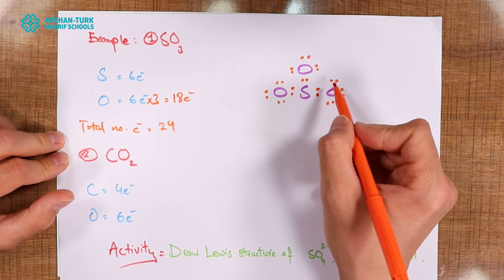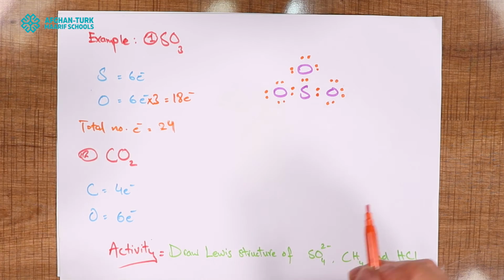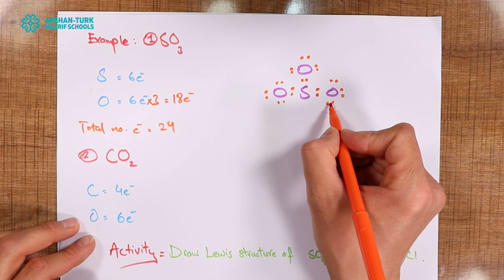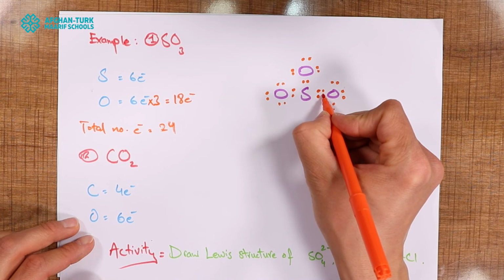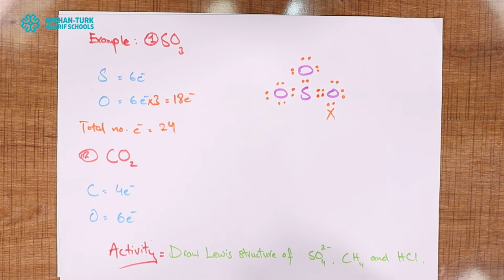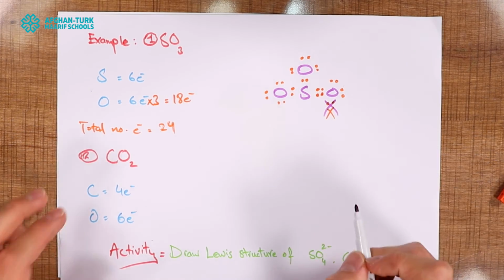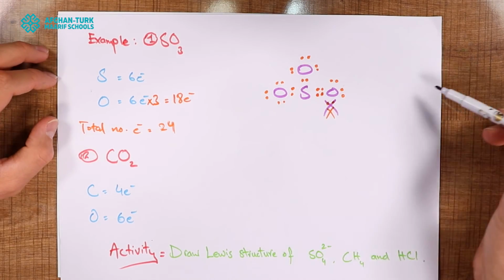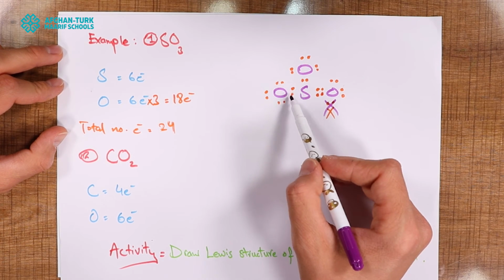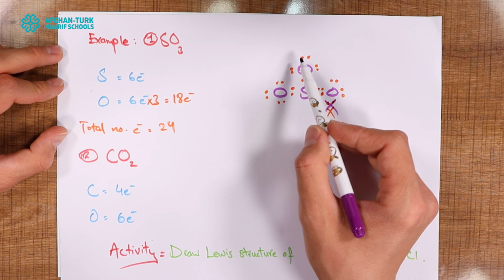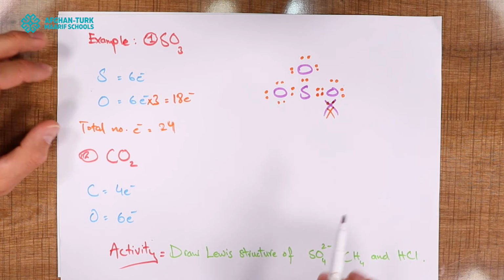Over here we can do one thing. We can bring one of these pairs and make a double bond. For example, I am bringing this over here. We cancel this one and we write it like this. Now let me calculate the number of electrons. 1, 2, 3, 4, 5, 6, 7, 8, 9, 10, up to 24. We have 24.